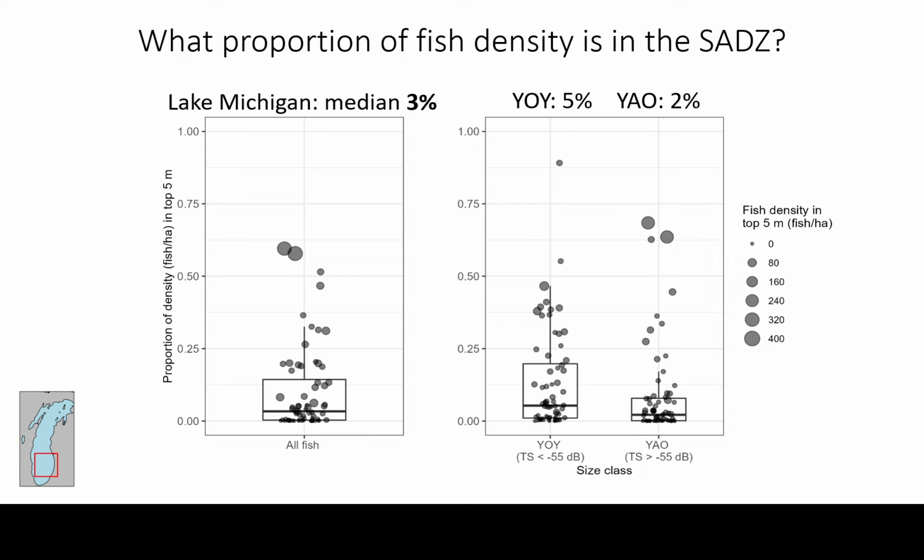Looking at it proportionally, in Lake Michigan, it was a much smaller proportion in the upper blind zone, 3% of total fish targets. Breaking it down into size class did not have a huge impact, and it's only 5% of young of year or 2% of yearling and older fish in the upper blind zone.